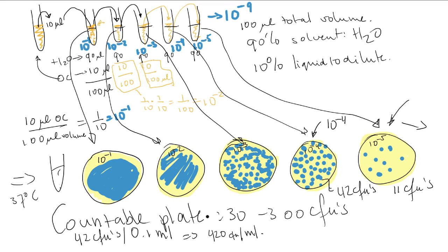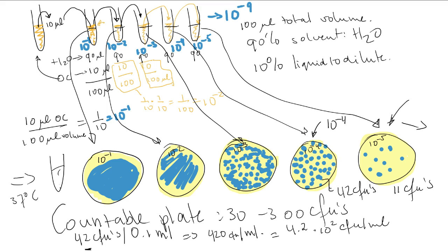Now, although that is mathematically correct, scientifically this is not correct. And the reason for that has to do with significant digits. So we only counted 42 colony forming units, so that is 2 significant digits. But if I write 420, that is actually 3 significant digits. So a better way to write this would be 4.2 times 10 to the 2 colony forming units per milliliter on the 10 to the negative 4 plate.